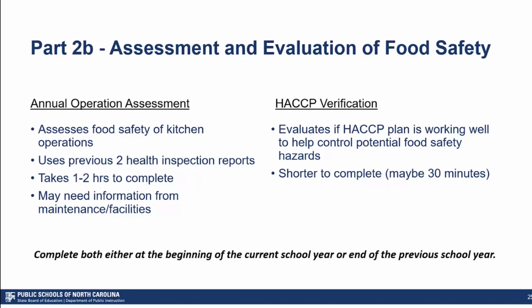So I'll give 2 examples because I think this sometimes causes a little bit of confusion. If you complete these at the end of the previous school year, make sure to file it in the current year's HACCP book. In other words, if you complete HACCP verification for school year 23-24 at the end of that year, then file it with the 23-24 HACCP book. On the other hand, you could complete the operation assessment for school year 23-24 at the beginning of school year 24-25, but still put it with the 23-24 HACCP book since it's for that school year.